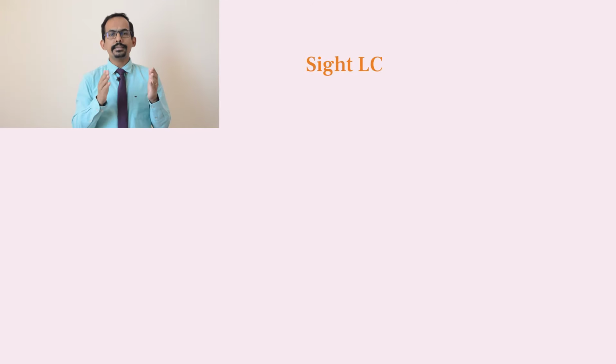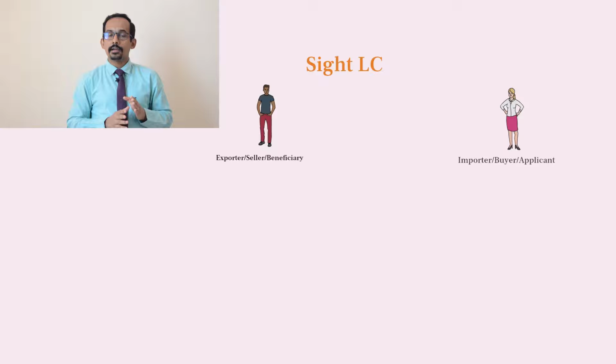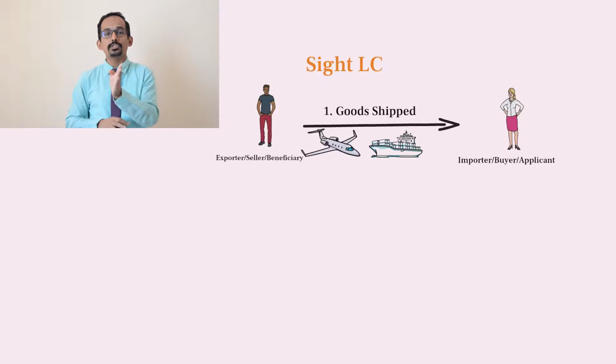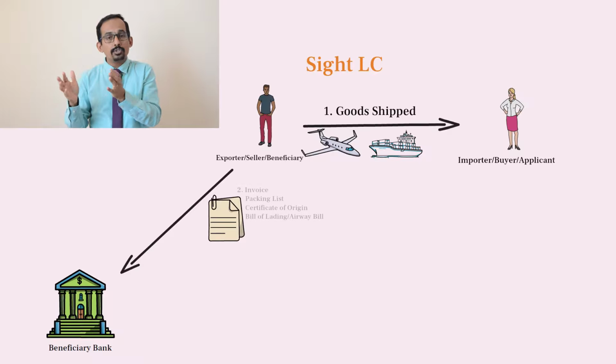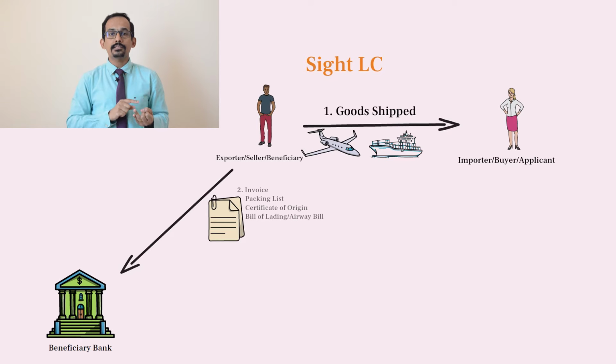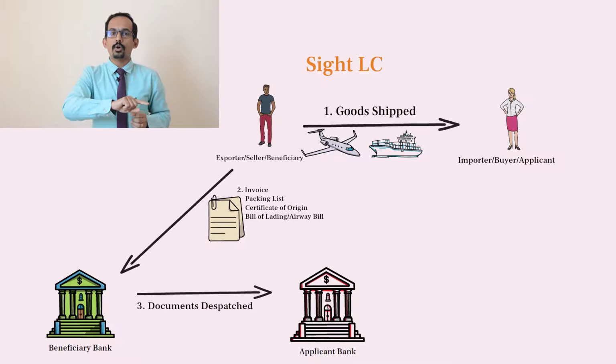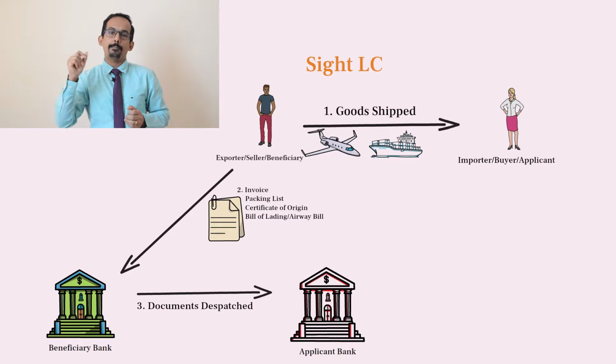Sight LC. As the name indicates, sight LC is an LC where the payment is made immediately on sighting of the required documents. As per the terms of the LC, the exporter ships all the goods to the importer as per the terms and conditions of the LC and the order. He submits all the required original documents like invoice, packing list, certificate of origin, transport document, whether it be airway bill or the bill of lading, in his bank, which is the beneficiary bank. And the beneficiary bank sends all these original documents to the importer's bank, which is the applicant bank.